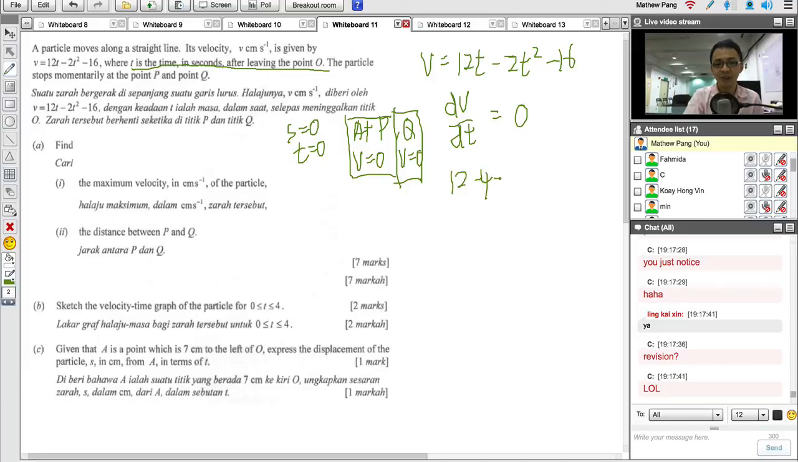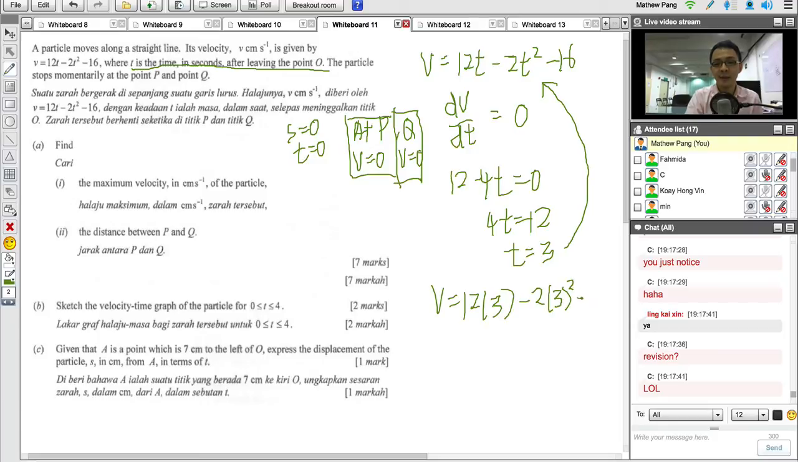We get 12 minus 4t equals 0. So 4t equals 12, t equals 3. Over here, this is not yet the answer. We have to find the maximum velocity, right? Substitute back into v. So v equals 12 times 3 minus 2 times 3 squared minus 16, which is 36 minus 18 minus 16. Yes, we get 2 cm per second.